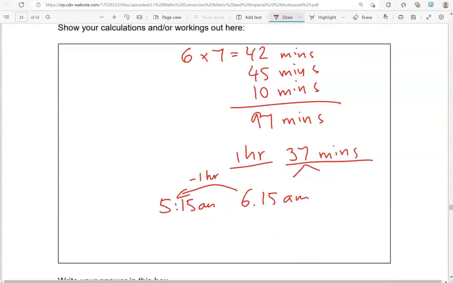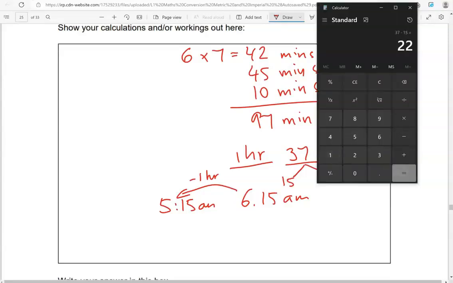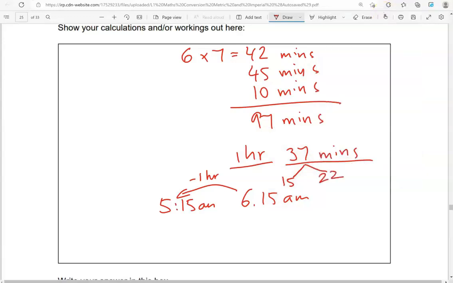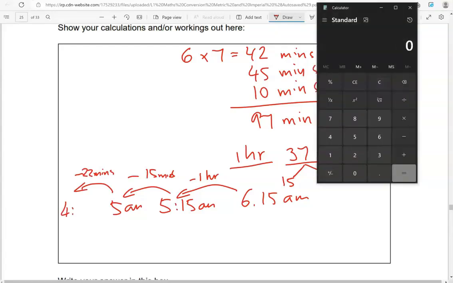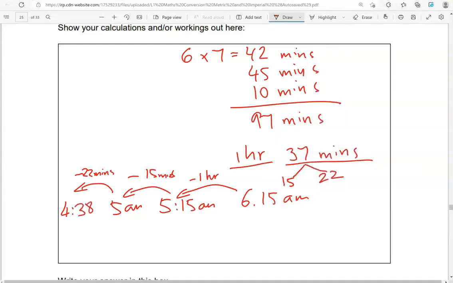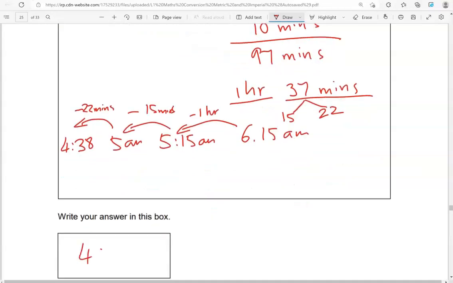Now we'll split 37 minutes into 15 minutes and 22. So going back by 15 minutes will take us to 5 a.m. Now going back by 22 minutes will take us to 4 something. What is that? If we do 60, take away 22, gives us 38. So that is 4:38 in the morning.